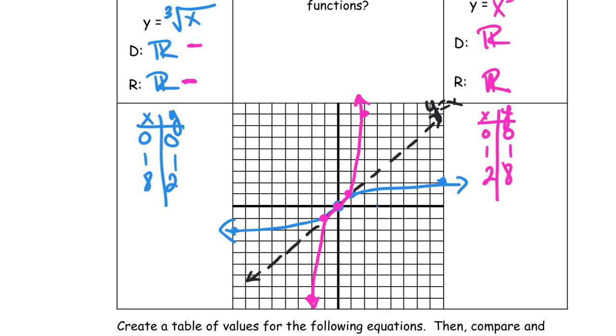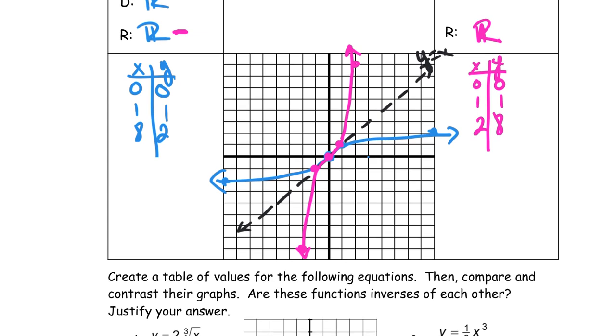Okay, so now take a look at those two graphs. Do they look like they are symmetrical across y equals x? Yes. Okay. The one that goes up and down is y equals x cubed. The one that goes sideways is our cube root.